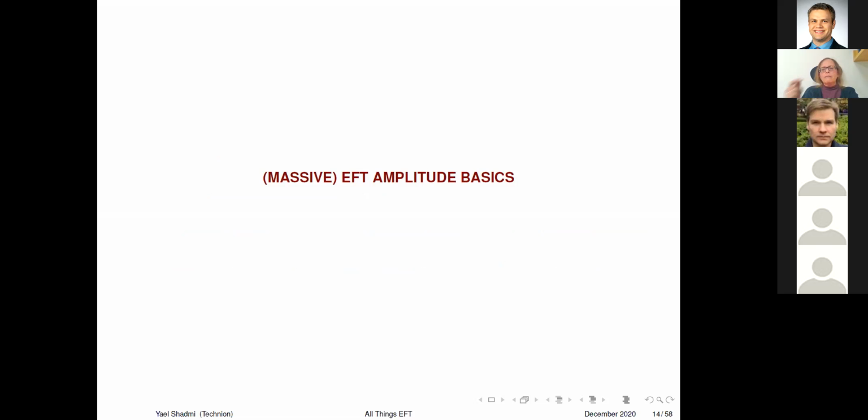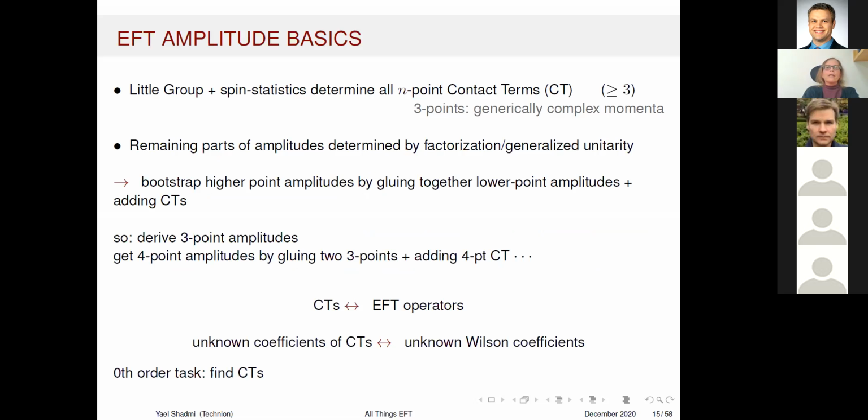Okay, so the first thing we need is to develop some tools that we're going to use. So let me quickly review some basics. The main approach is going to be this. The little group and spin statistics are going to determine all the endpoint contact terms, starting with n equals 3. The remaining parts of the amplitudes are determined by factorization or by generalized unitarity. And so you can essentially, starting from the 3-point amplitudes, bootstrap to higher point amplitudes by gluing together 2 lower point amplitudes. And after doing this gluing, you also need to add the contact terms.